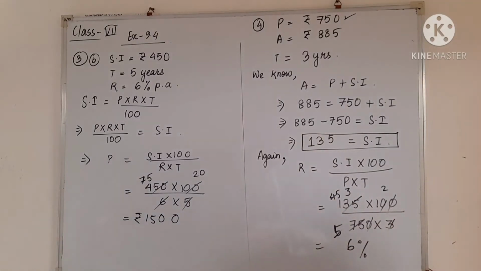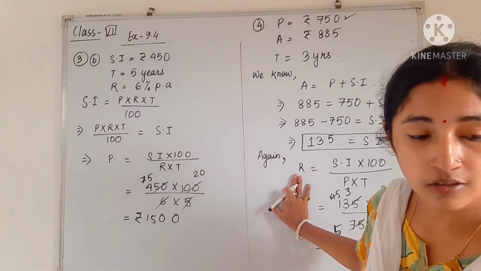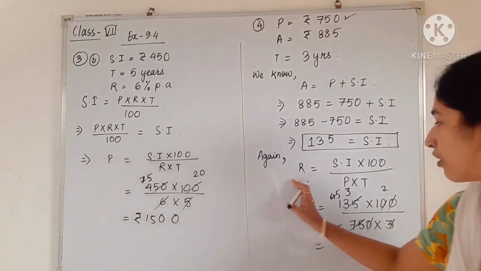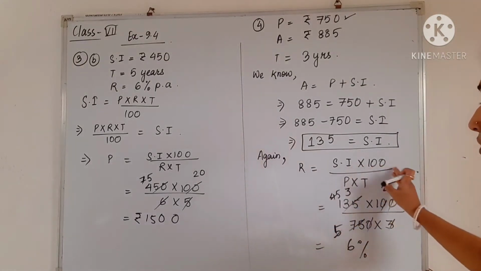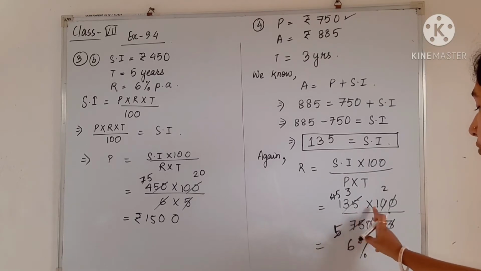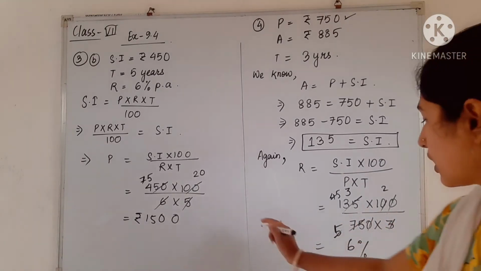Now again, the formula for rate is already given in the book, so you can also use it directly. Rate is equal to SI into 100 by P into T. In place of SI we write 135 into 100 by 750 into 3. So how to do the cancellation?